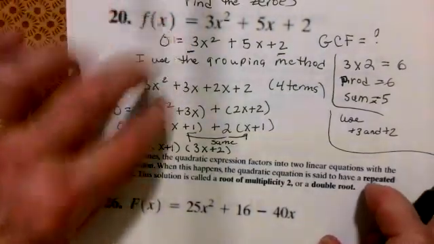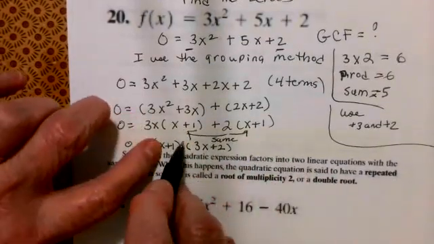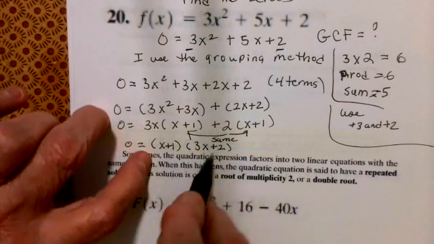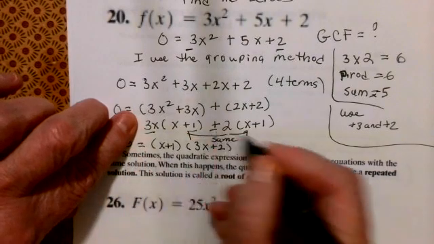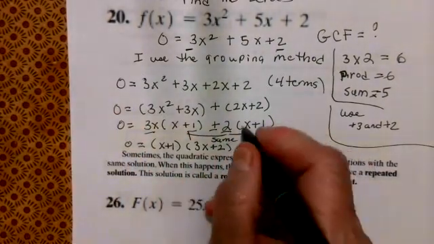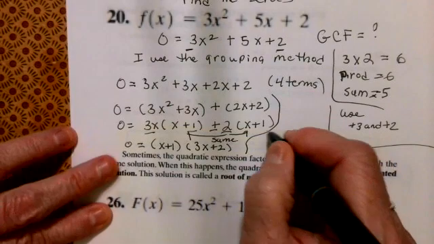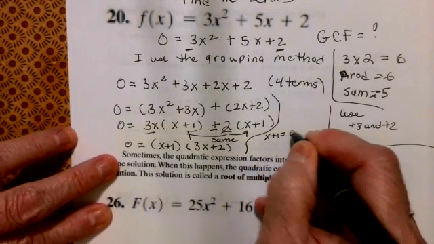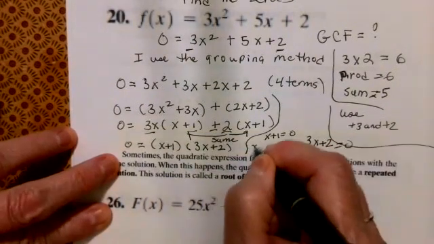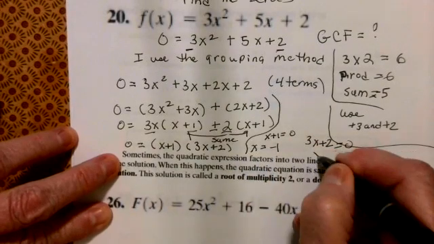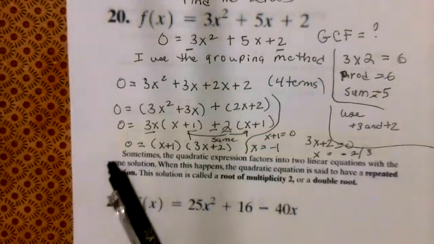So it's kind of like we're pulling that x plus 1 out in the front, and then this is what's left. You always want to write the plus sign that's left, because what's left is this, this, and this. And then we just use the zero product property. I'm running out of space here. We set each equal to 0, and we get x equal -1, and we get x equal -2/3. And those are our zeros.